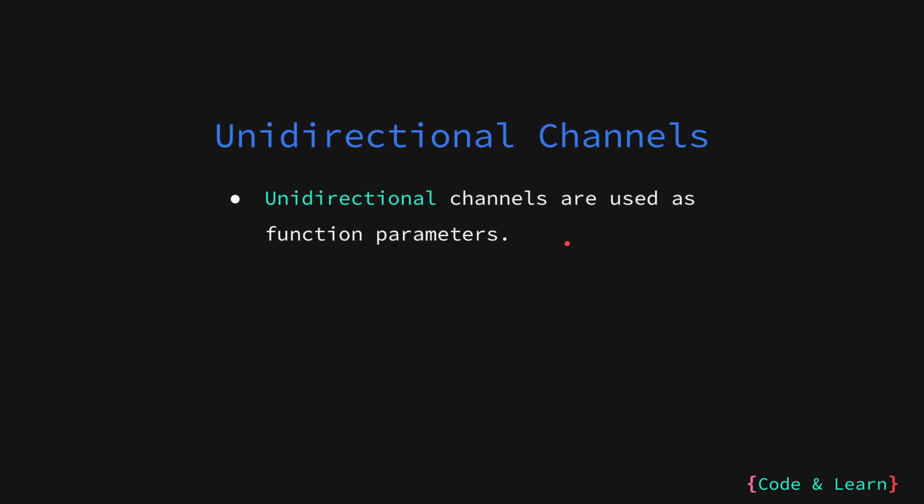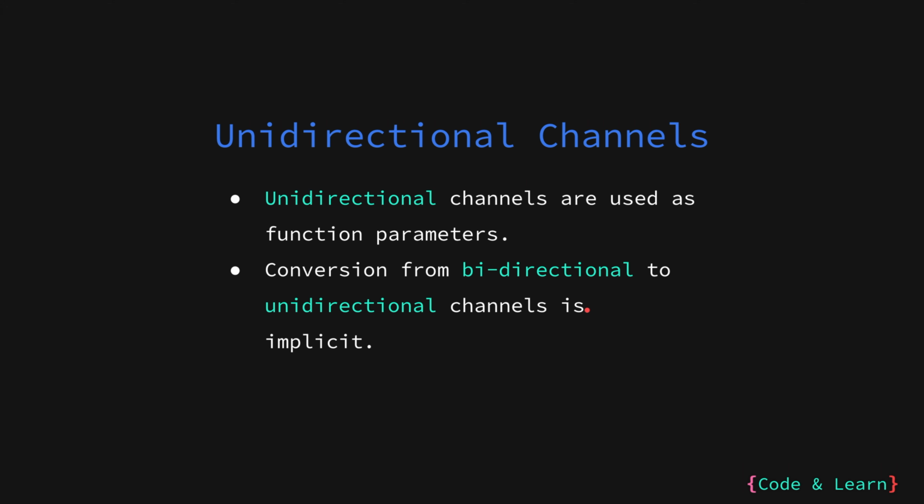You won't see unidirectional channels initialized like we did in the example very often. They are mainly used as function parameters to indicate that the function expects a read-only or write-only channel. Channel conversion is implicit. That is, you can implicitly convert a bidirectional channel to a read-only or write-only channel.